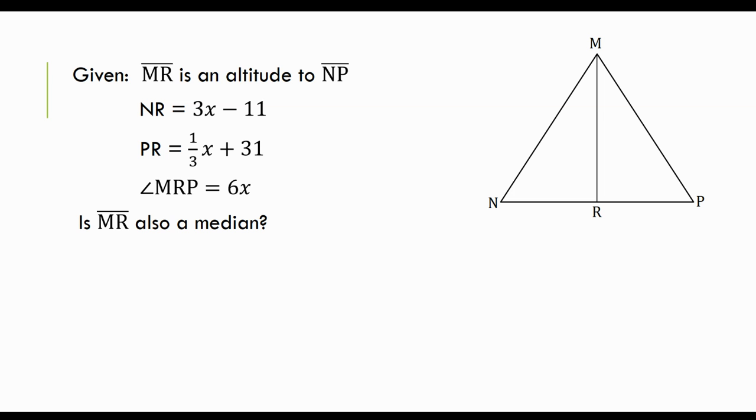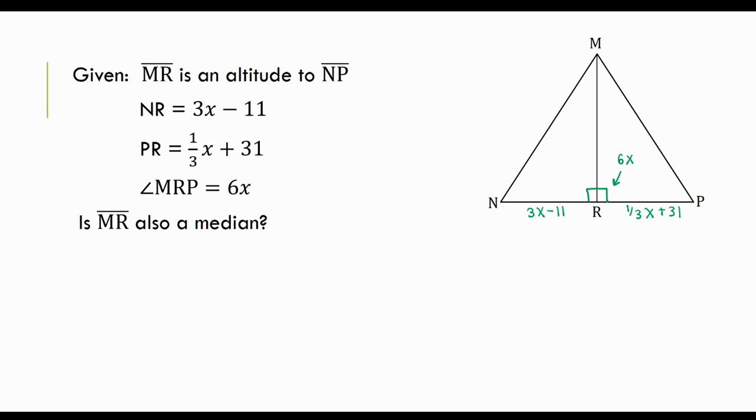We are told that the segment MR is an altitude to the segment NP. So I would sketch the picture and I would mark it up. Just like we reviewed from that warm-up, an altitude starts at a vertex and is perpendicular to the opposite side. So perpendicular means that down here at R, we're going to have two right angles. We are told that the segment NR is 3x minus 11. We're told that segment PR is 1/3 x plus 31. We're told that the angle MRP, which is this angle right here, is 6x.